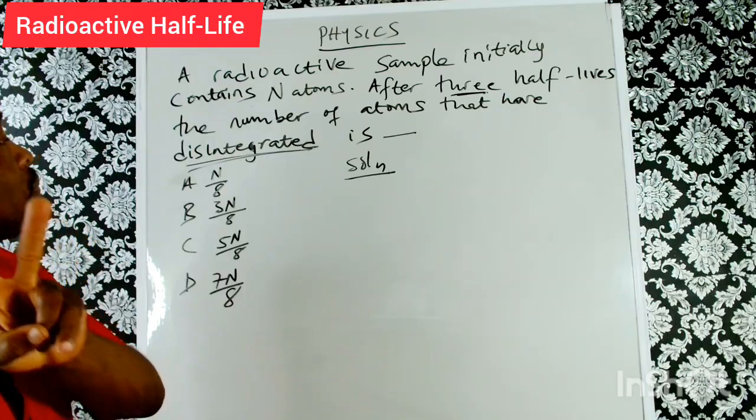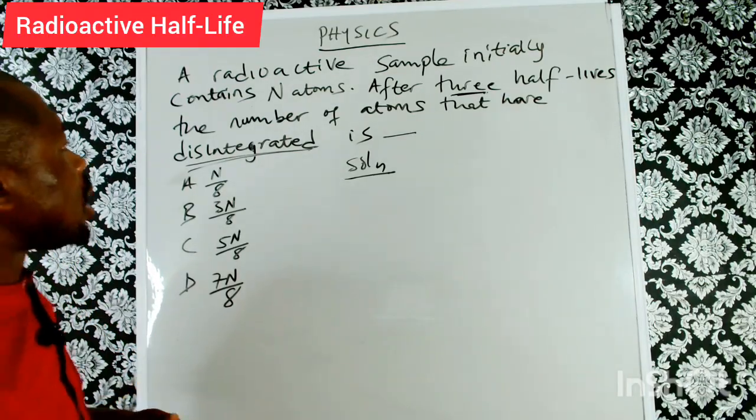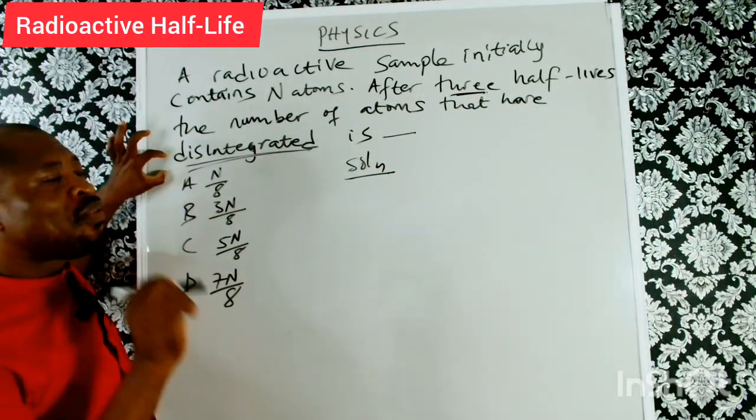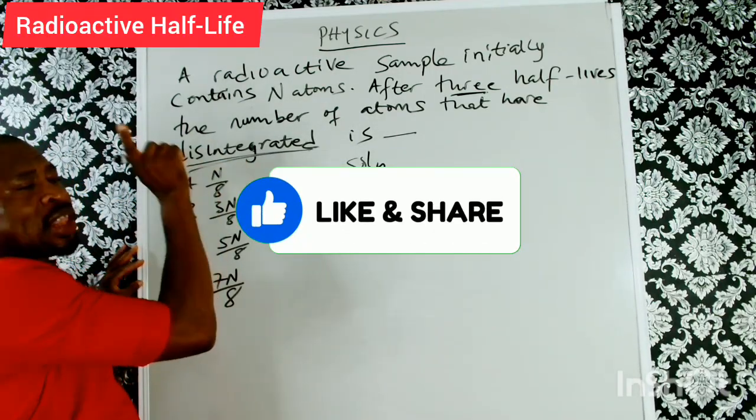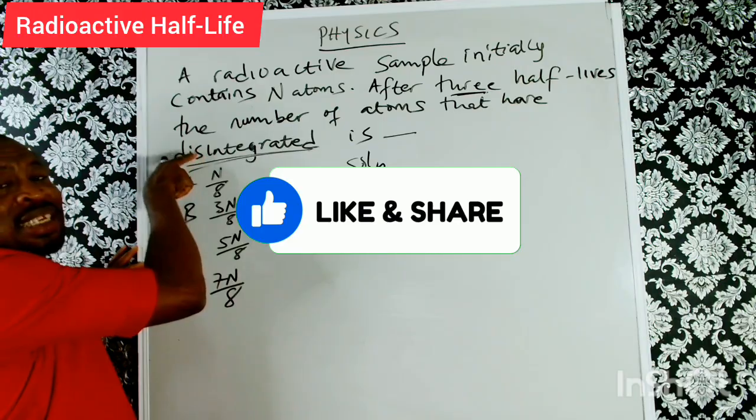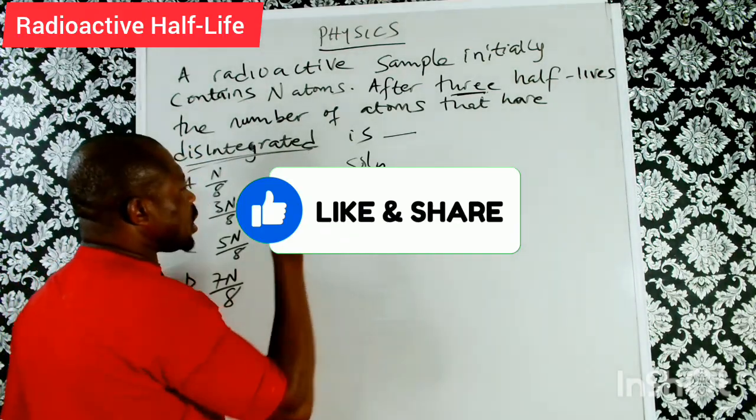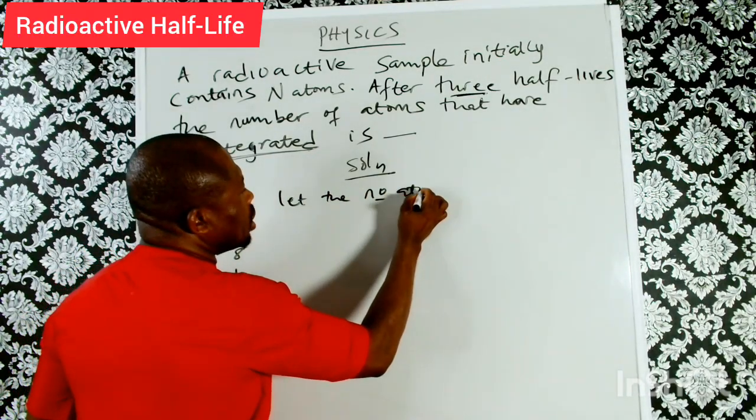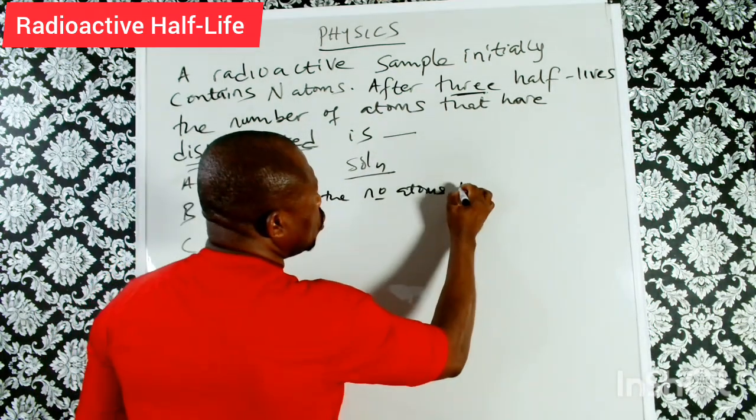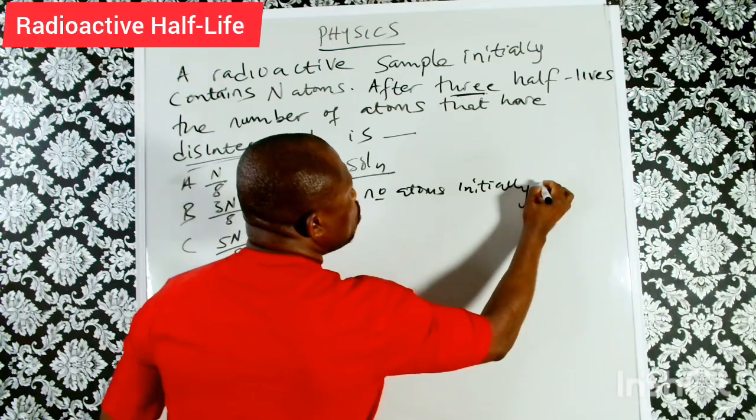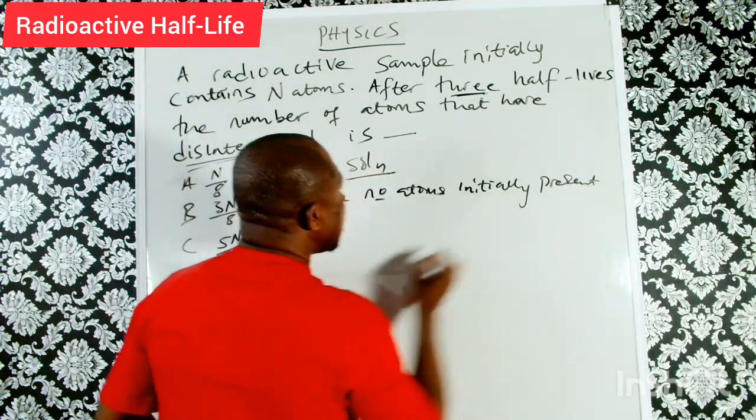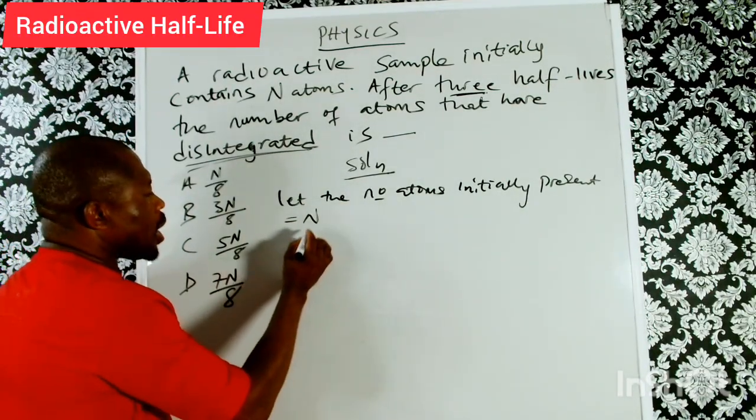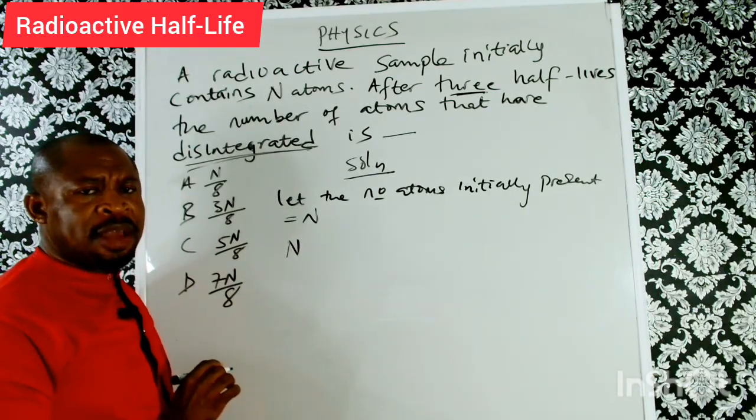Now, you will have 2 things to bear in mind. The number of half-lives, 3 half-lives. And the second one is the number of atoms or the fraction that have disintegrated. Now, let us take it. We say let the number of atoms initially present be n. This is in original elements.